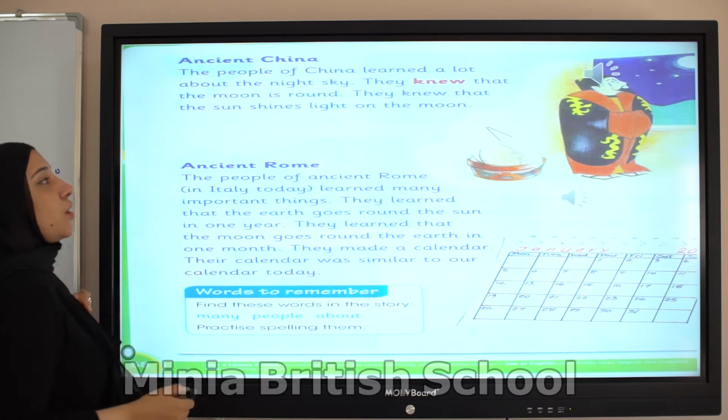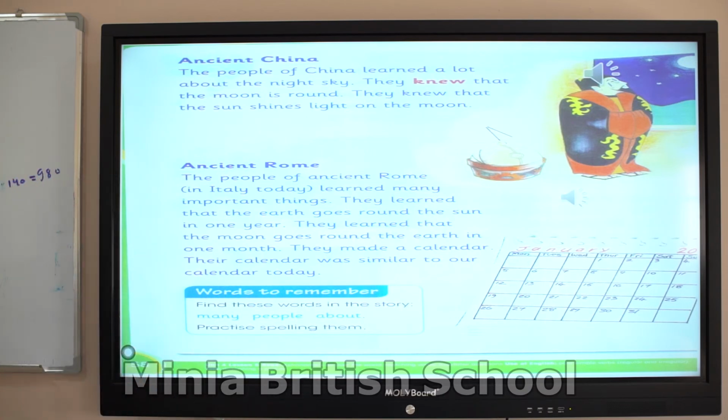Now it's ancient Rome. Ancient Rome. The people of ancient Rome in Italy today learned many important things. They learned that the Earth goes round the sun in 1 year. They learned that the moon goes round the Earth in 1 month. They made a calendar. Their calendar was similar to our calendar today.